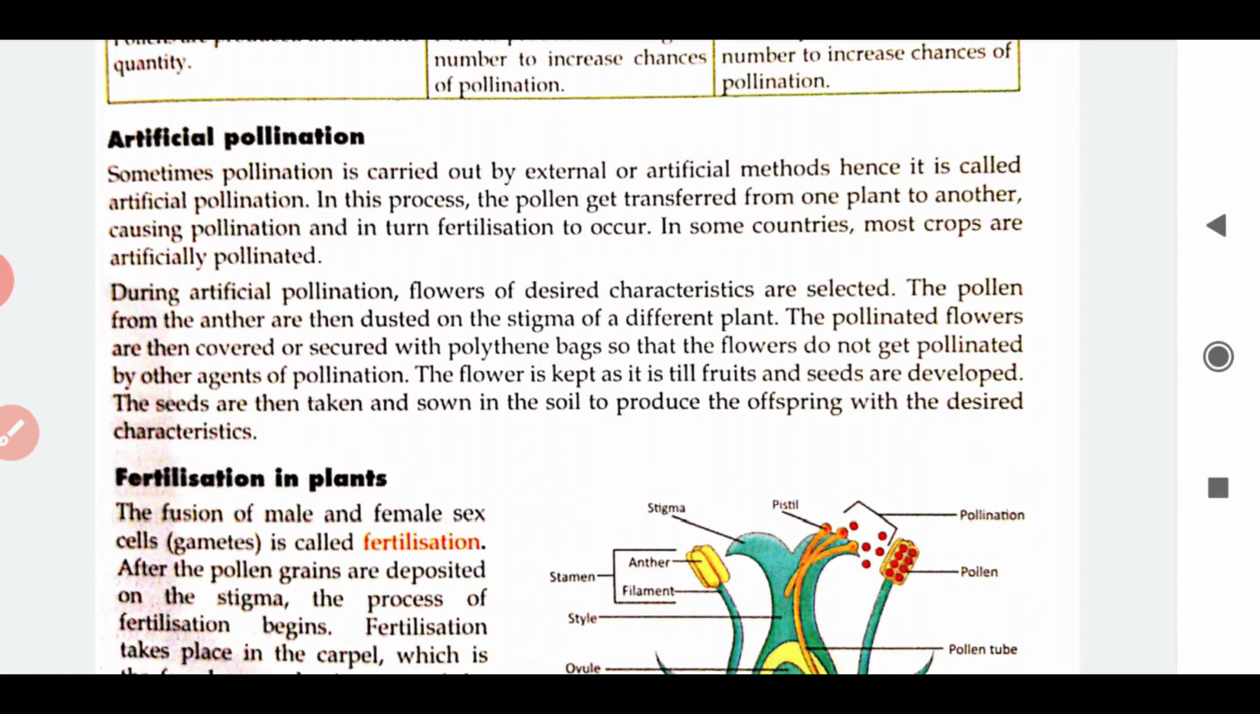In this process, the pollen gets transferred from one plant to another, causing pollination and in turn fertilization occurs. Basically, pollen को transfer किया जा रहा है. In some countries, most crops are artificially pollinated. Basically, in several countries, the pollination is usually done by the method of artificial pollination. During artificial pollination, flowers of desired characteristics are selected.